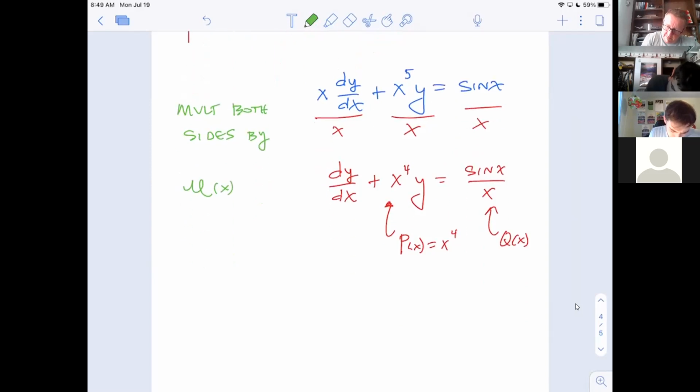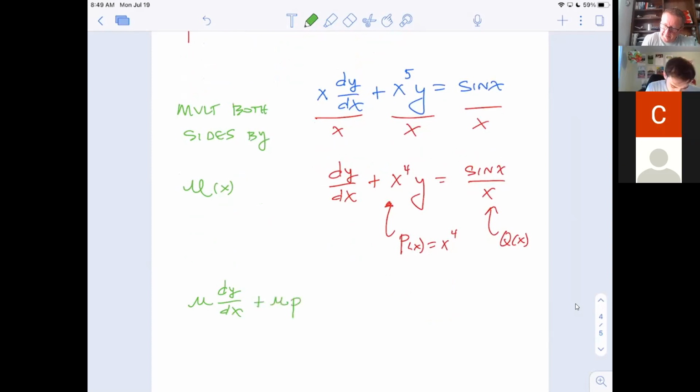So that mu times dy/dx. Are you okay if I don't say the as a function of x part? The point is it's some function of x. And when I do that, then the p, whatever that function is, will also get multiplied by it. And then whatever's on the other side will also get multiplied by it.